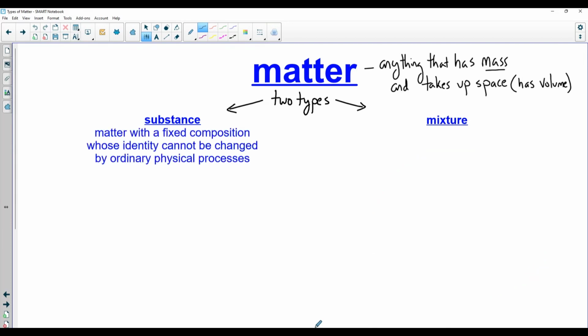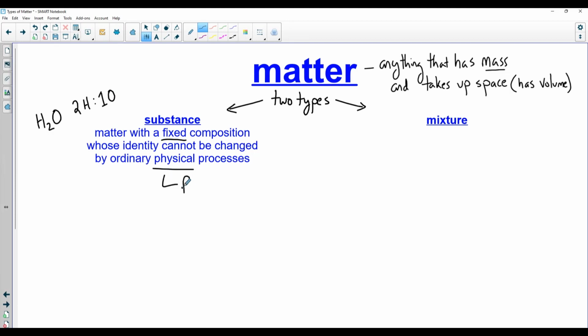Substances are defined as matter with a fixed composition whose identity cannot be changed by ordinary physical processes. Now, about this fixed composition, let me just give you an example of that. Water, you probably know the formula for that is two hydrogens attached to a single oxygen. In other words, it's a ratio of two hydrogens for every one oxygen. And nothing you can do to it physically will change that ratio.